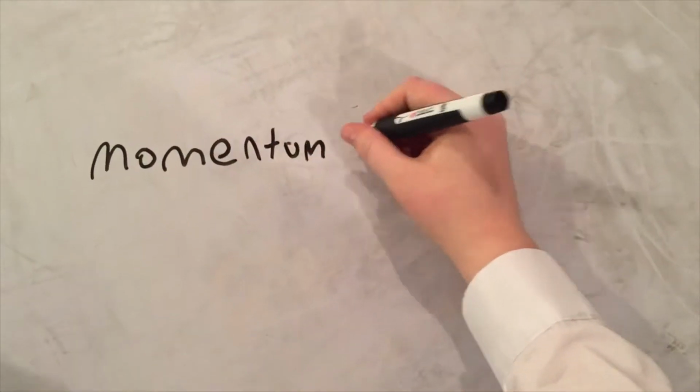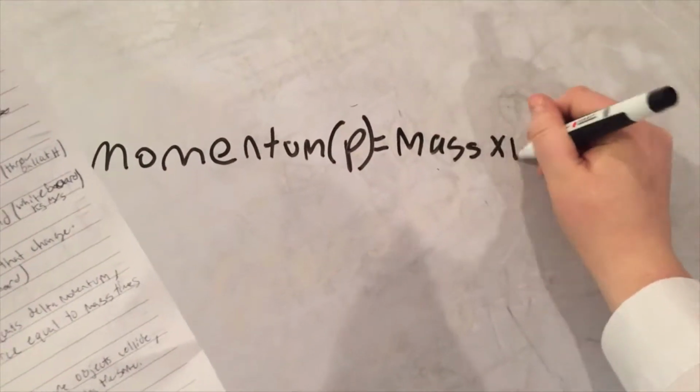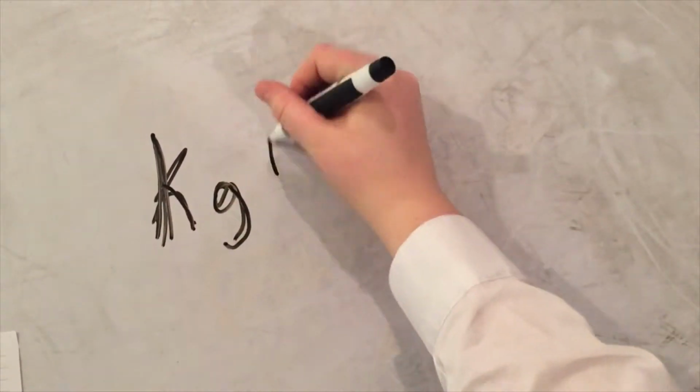Momentum is mass times velocity, which is how much it will hurt when it hits me. Units for momentum are kilogram meters per second. Also, momentum can change. Impulse causes that change, and its unit is a Newton second.